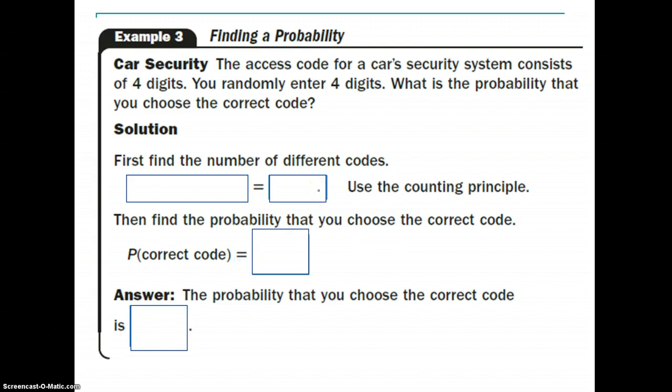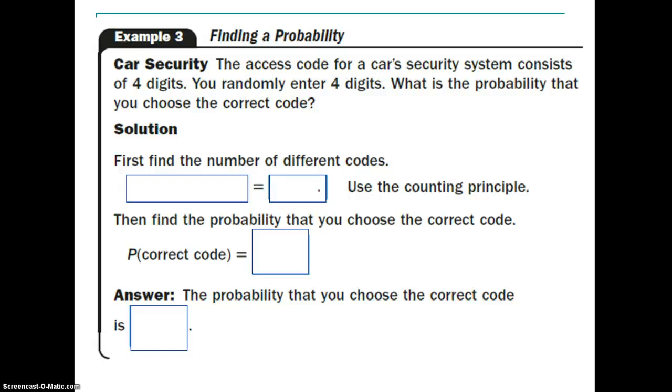For example 3, let's find a probability. The access code for a car's security system consists of 4 digits. You randomly enter 4 digits. What's the probability that you choose the correct code? We use this all the time, when you lock your cell phone so nobody can access it, or the garage door opener keypad. We use these types of codes all the time, and we need to figure out the probability that somebody's going to guess your code.